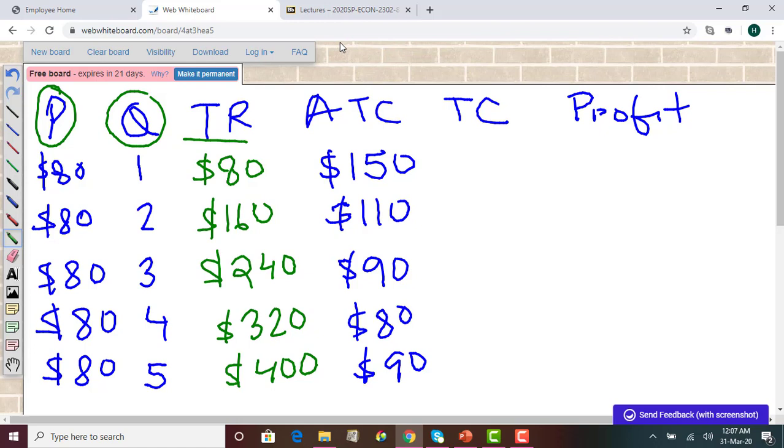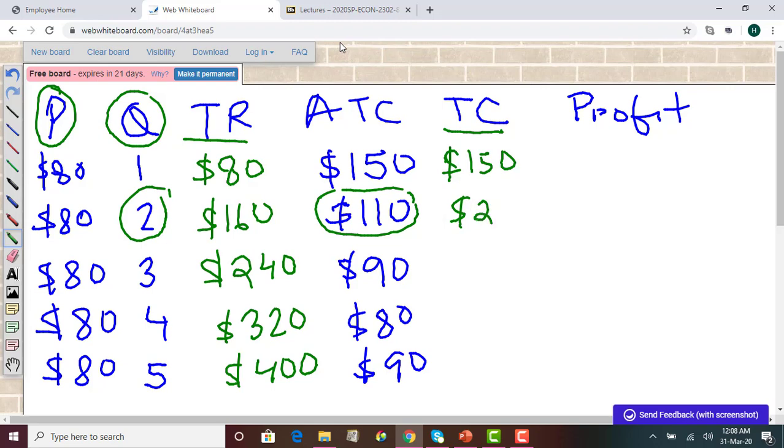How do we calculate the total cost? Total cost will be your average total cost, the average cost to produce 1 unit, multiplied by the number of units you're producing. So in this case your per unit cost is 150 and you're producing 1 unit, so your total cost is 150 times 1, which is 150. In this case you're producing 2 units, multiplied by 110, which is your average per unit cost, so that's 220.